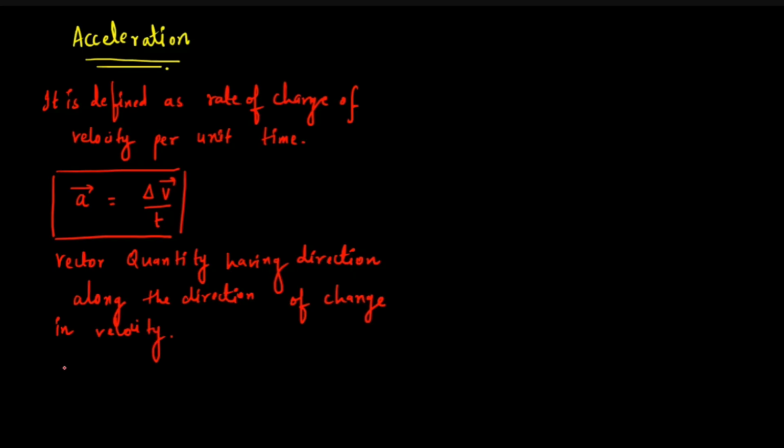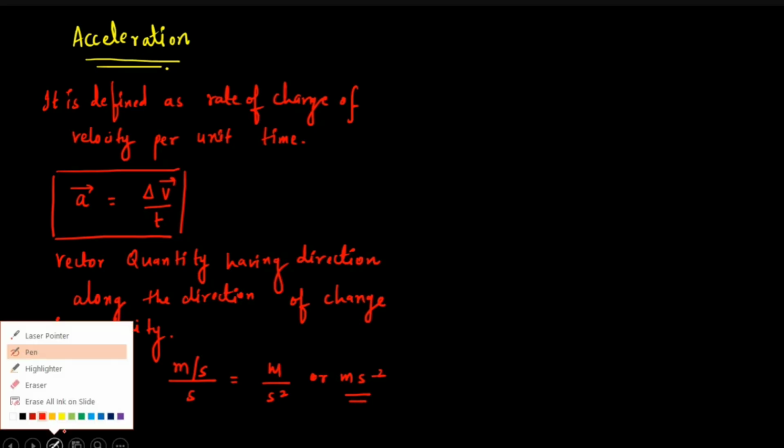If we talk about the unit, the unit of velocity is meters per second, and we know the unit of time. So ultimately, it is going to be meters per second square. So you can write it this way. This is going to be the unit of acceleration.